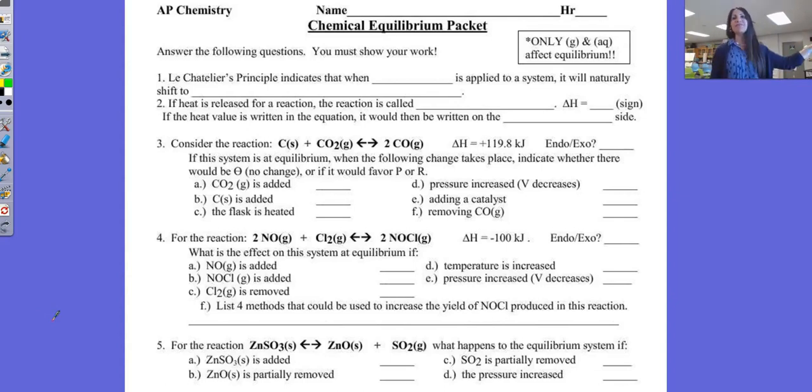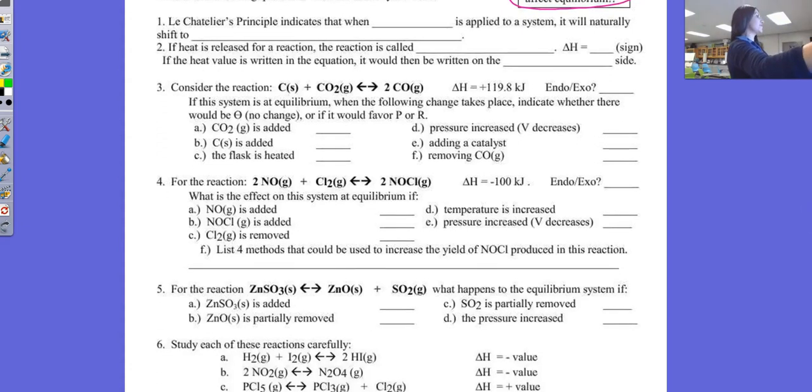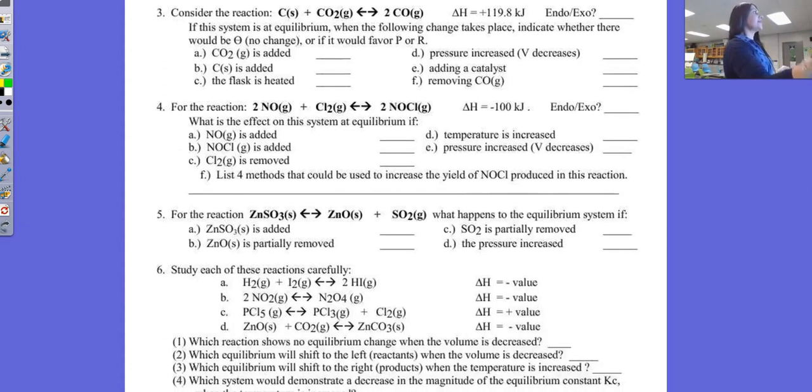So the first part of this is just a little bit of Le Chatelier. Remember, it's just if you add to one side, it's going to shift to the opposite side. If you take something away, put it back. And then remember that only gases and aqueous are going to affect equilibrium, so leave out your solids and your liquids.